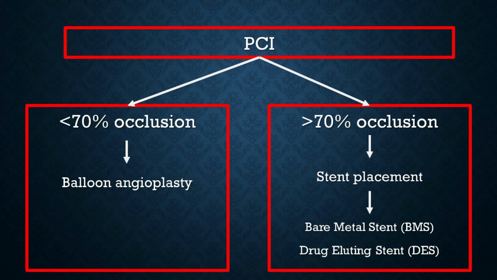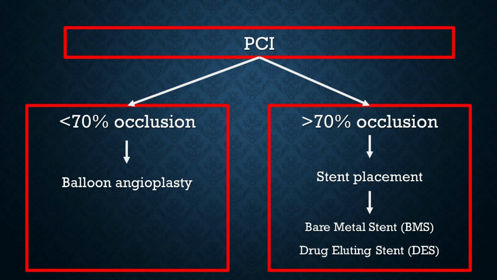Now both procedures, as we said, aim to widen the lumen and restore the blood flow. The choices of the stents are also two, either bare metal stent or drug-eluting stent. Now remember, if you put the bare metal stent, you need to keep the patient on dual antiplatelet therapy for a minimum of 1 month. But we actually prefer to put the drug-eluting stent due to lower rates of restenosis. The downside here is that you need to keep the patient on the same regimen of dual antiplatelet therapy for minimum 1 year.